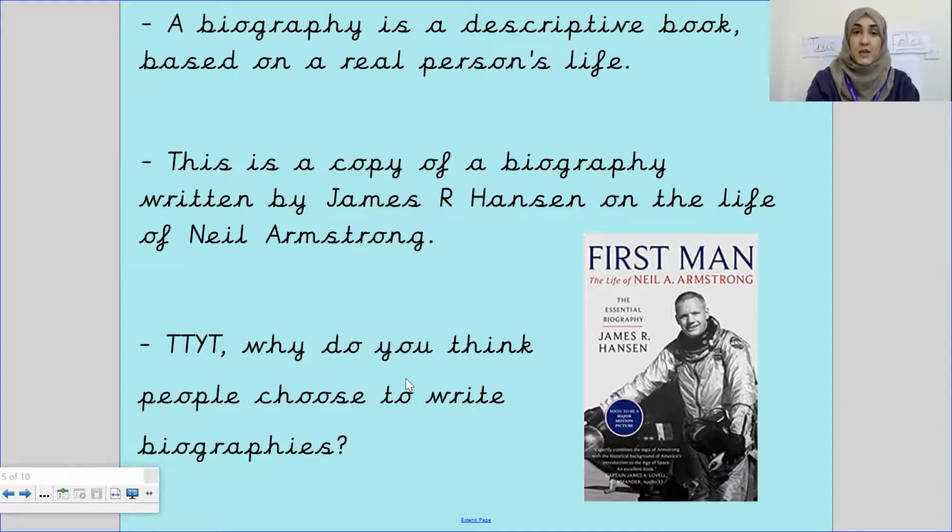Talk to your Teddy. Why do you think people choose to write biographies? So what do you think came into James R. Hansen's mind? And he woke up one day and he said, right, I'm going to write a biography on Neil Armstrong's life. I'm going to write everything about him that has happened in his real life. Why do you think? Not just James R. Hansen, but why do you think people choose to write biographies? Talk to your Teddy.